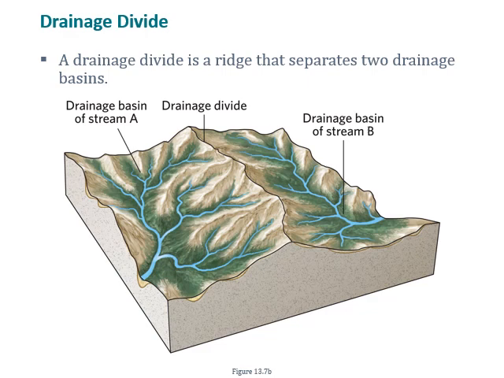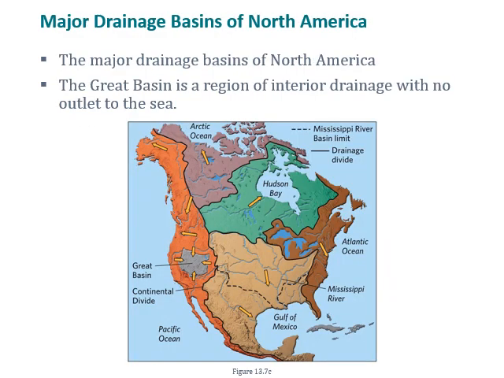Here is a figure of a drainage divide, which is a ridge that separates two drainage basins. As you can see, stream A and stream B have water flowing into them from different areas, divided by the drainage divide. The major drainage basins of North America are located in this figure. They include the Mississippi River Basin, the Atlantic Ocean Basin, one that drains into Hudson Bay in the Arctic Ocean, and the Pacific Ocean. The Great Basin is a region of interior drainage with no outlet to the sea.